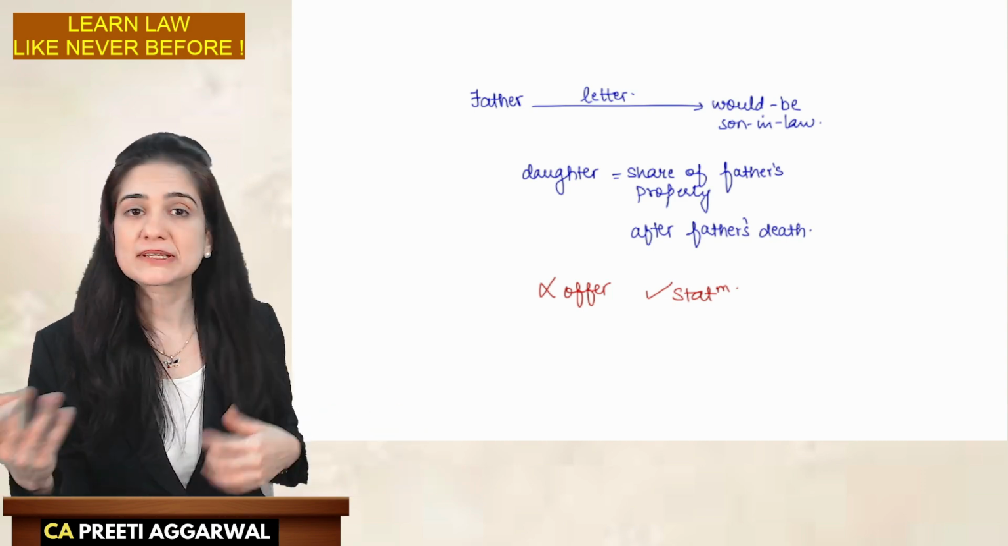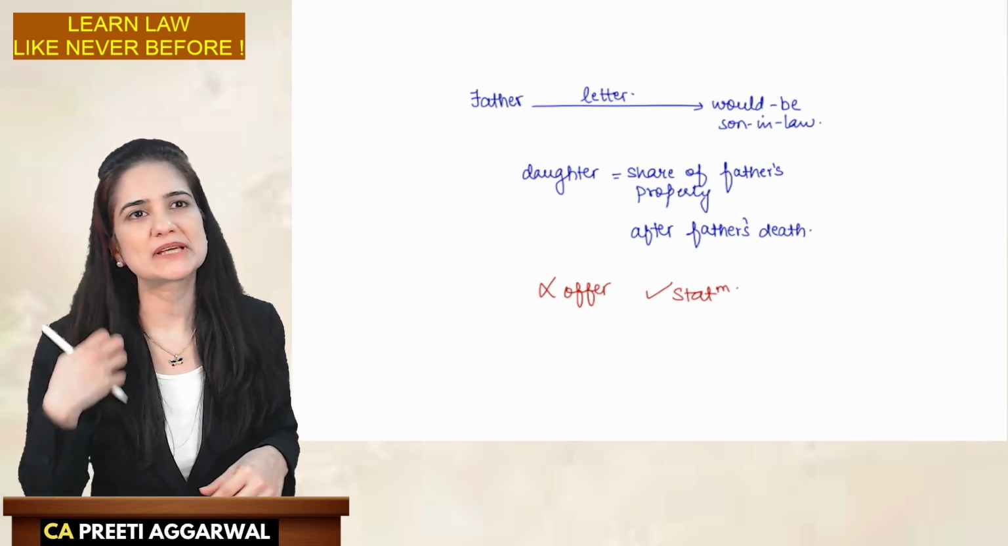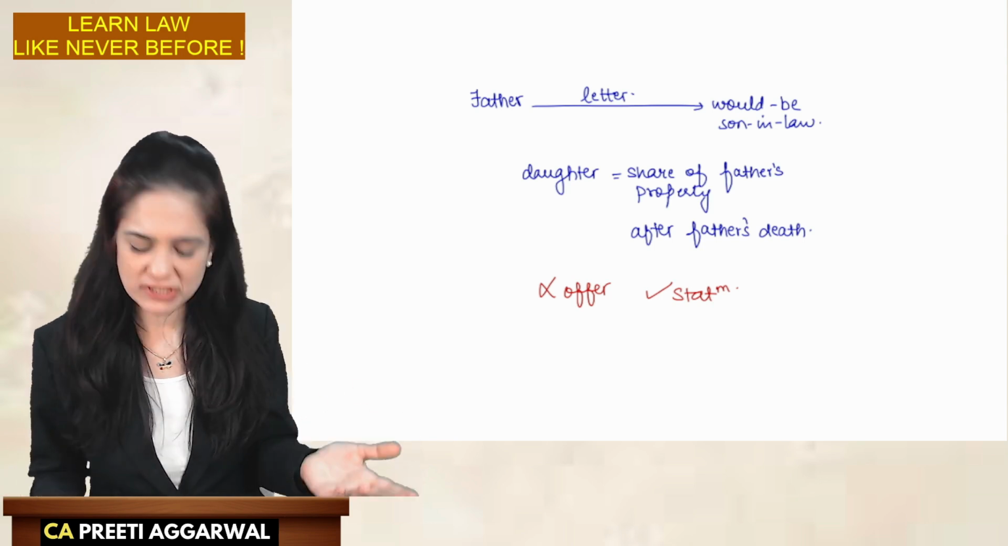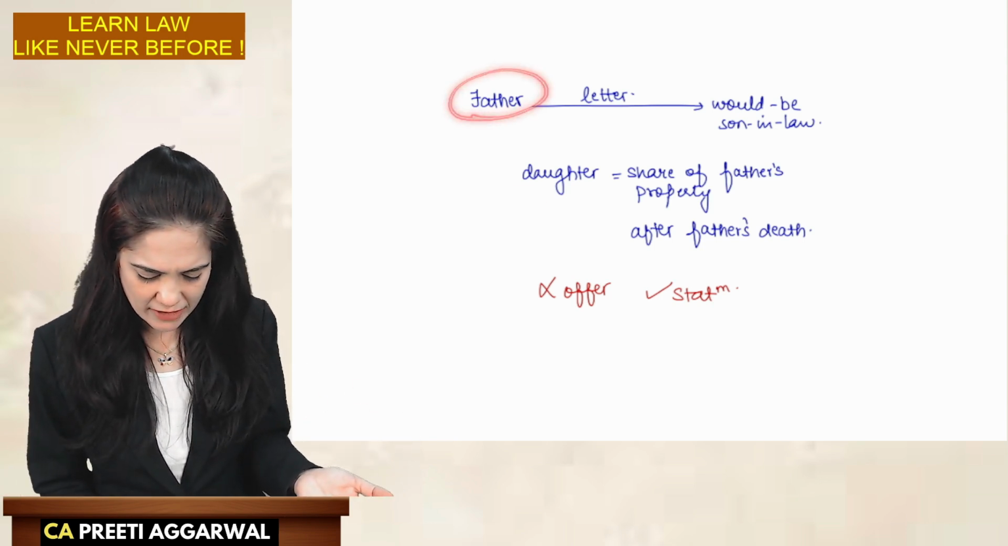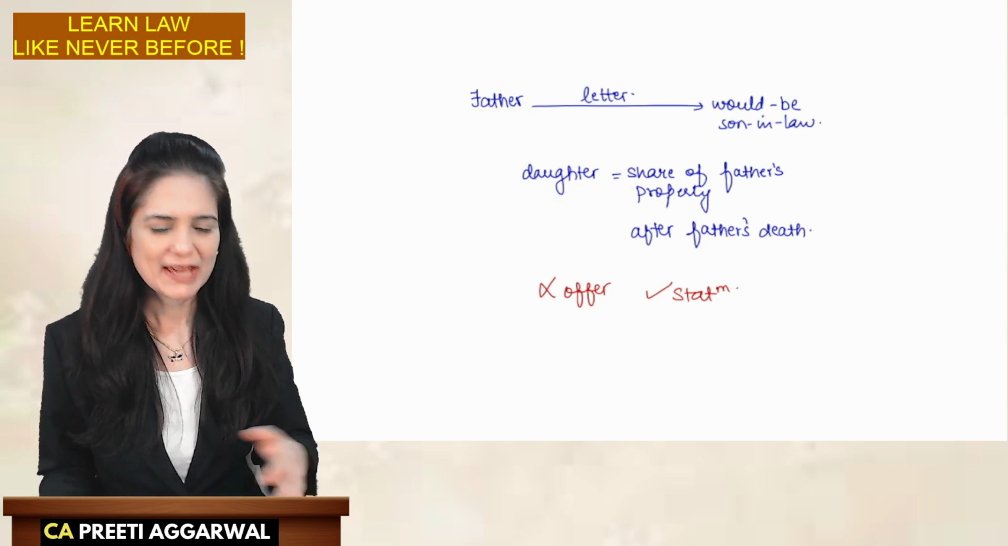The would-be son-in-law, they are not even married. In fact, you can say they're thinking of fixing the marriage. So he's just making a statement that I will give whatever I have to my daughter. It's just a statement. It's not an offer, okay?